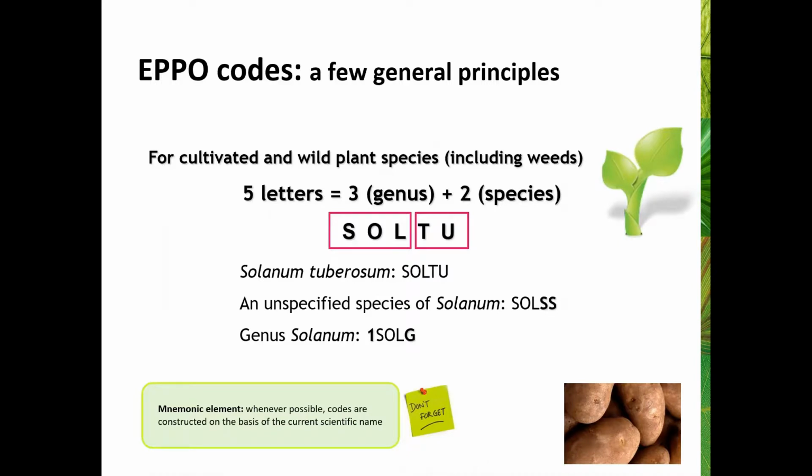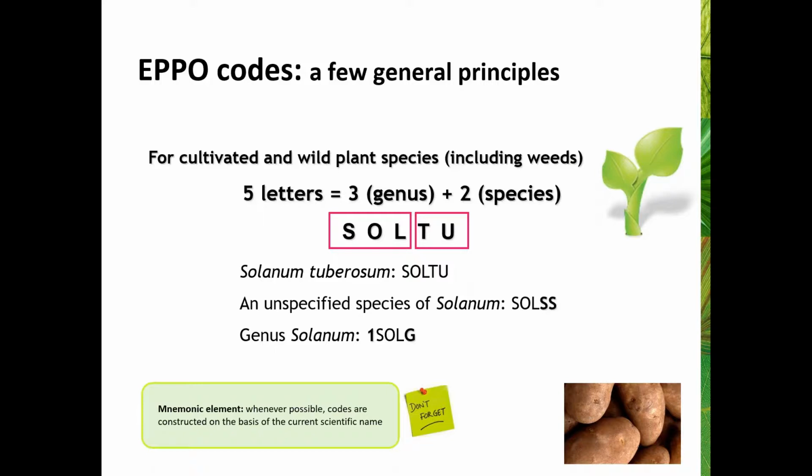So a few general principles of this coding system. For plants, codes are constructed with a combination of 5 letters. The first 3 are for the genus, the last 2 are for the species. So if we take again potato, the Latin name is Solanum tuberosum. So you see the code has been constructed with Sol for the genus Solanum and 2 for tuberosum.